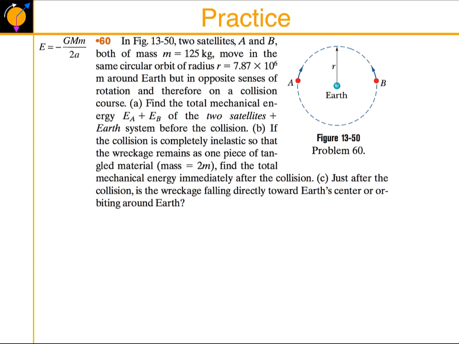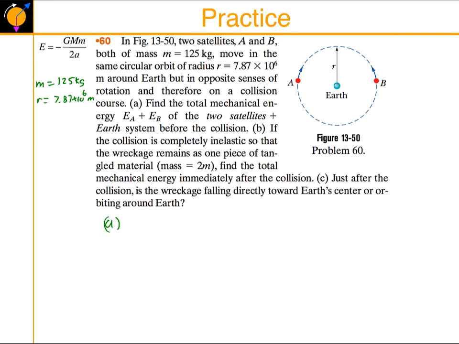Now, a couple of fun little problems here. Two satellites, A and B, both have a mass of 125 kilograms. So let's write down everything here. They both have a mass of 125 kilograms, and they are both orbiting at an orbital radius of 7.87 times 10 to the 6 meters around the Earth. And we know the mass of the Earth already. It asks, what's the total mechanical energy of these two satellites? They're moving in opposite directions in the same orbit, so they're going to collide at some point. But first, before they collide, what is their total energy?